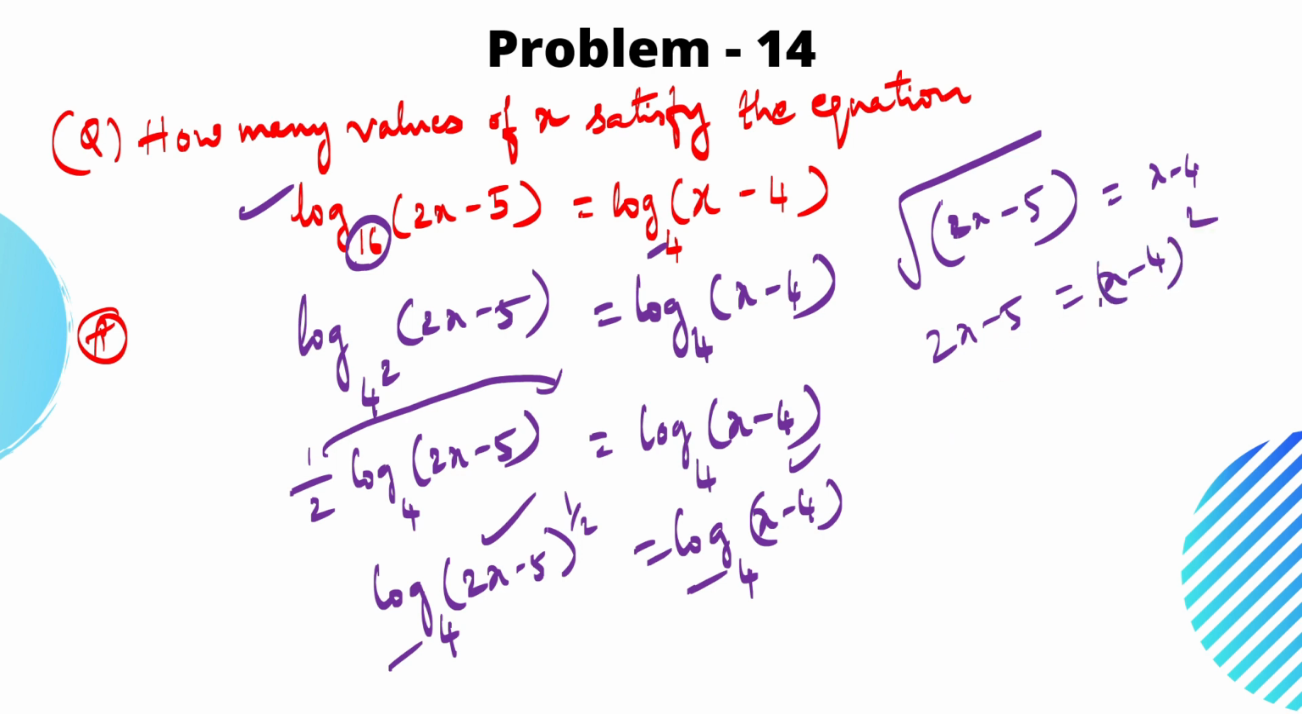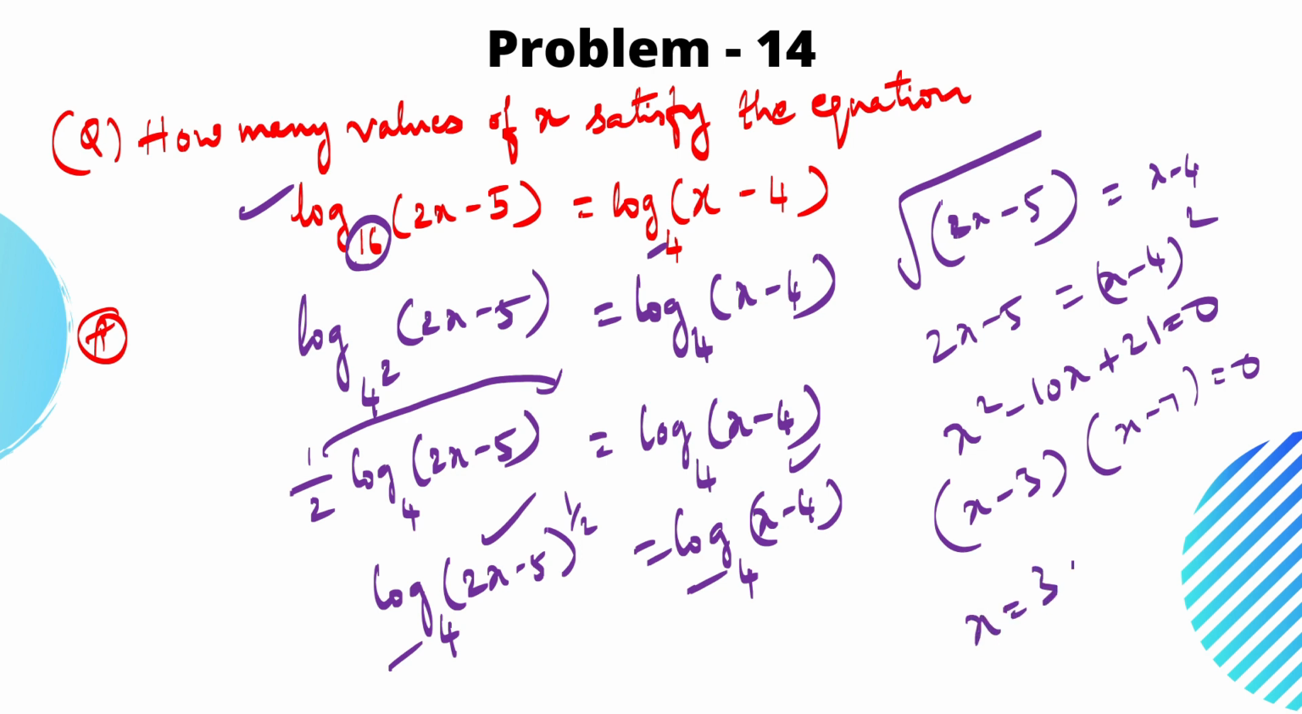If we simplify this, we'll get x square minus 10x plus 21 is equal to 0. As this is a quadratic equation, just find the roots. x minus 3 into x minus 7, just split this, 3, 7, 21, is equal to 0. x is equal to 3 or x is equal to 7. Check whether 3 is possible or not. 3 is not possible because if we substitute 3 here, it is a negative value. So 3 is not possible, 7 is possible. So the answer is 1. Only one value of x satisfies the given equation.